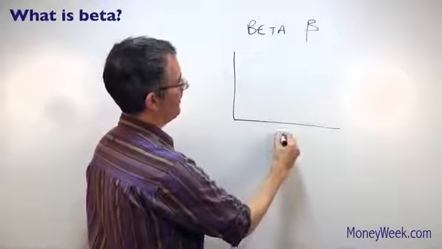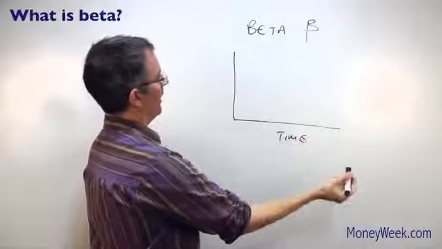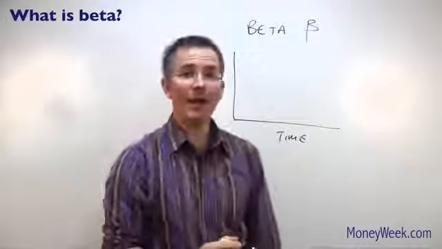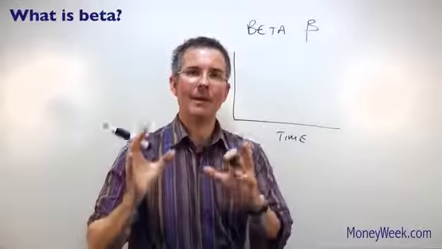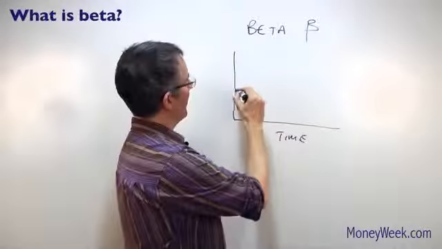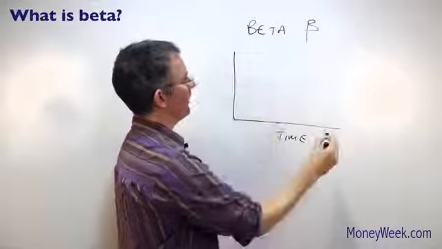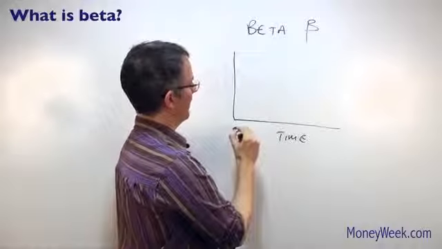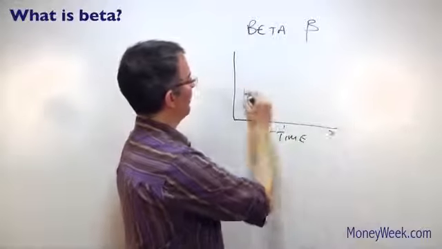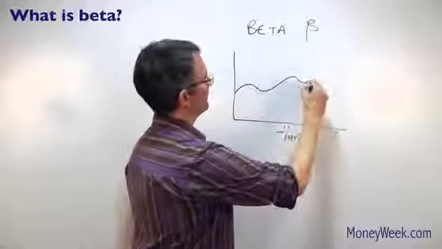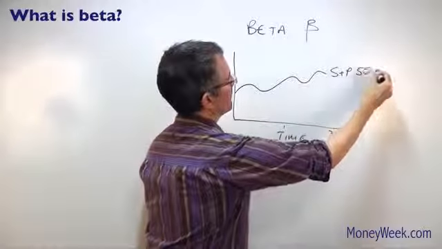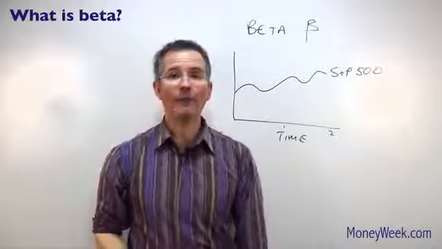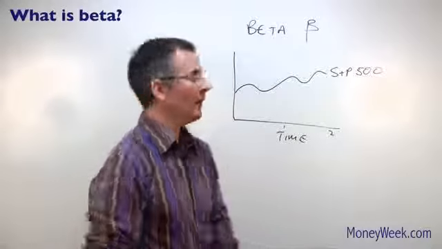If I was to plot, I'll make up the line, the S&P 500, that's the main index in the US market, and let's say over a couple of years, so we've got year 1, year 2, it does something like this. All right, the market, this is just a convention, has a beta of 1.